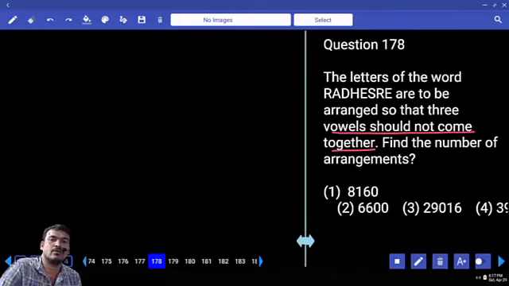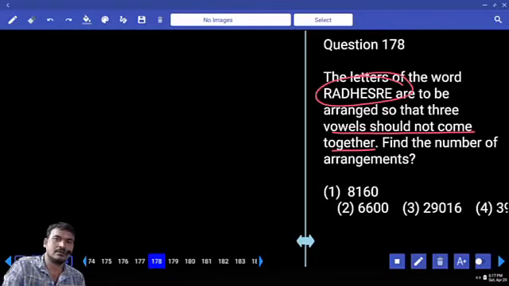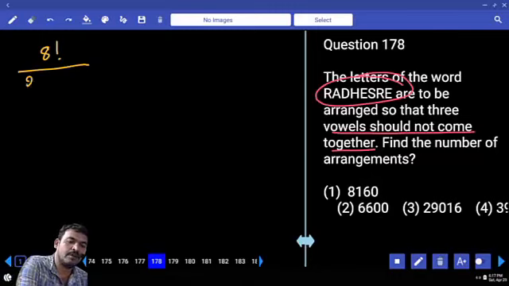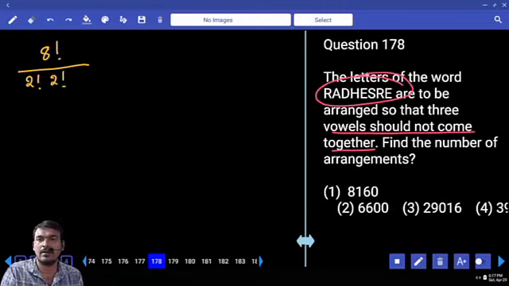First we need to identify the total number of ways. Total how many letters are there? 8 letters. Then we write how many ways? 8 factorial ways. Any repeating letter? R is repeated 2 times. E is repeated 2 times or not? Then we write 8 factorial by 2 factorial into 2 factorial. That is the total number of ways.